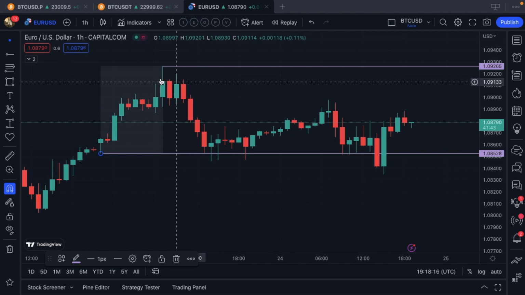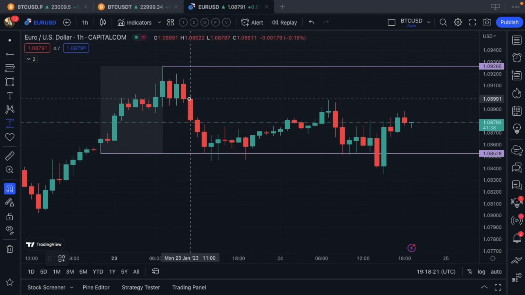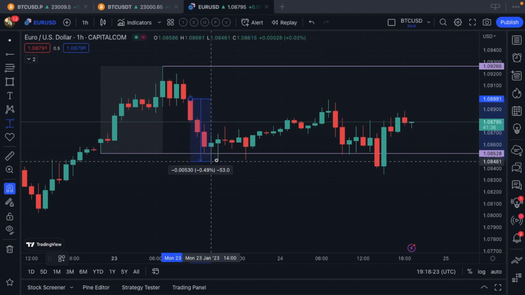I didn't trade this because I was not around. I've had a very busy week, and it will continue to be very busy, so I'm not going to be trading much, unfortunately, this week.